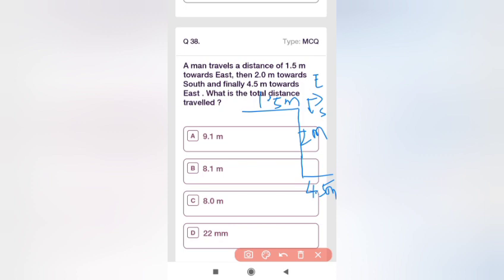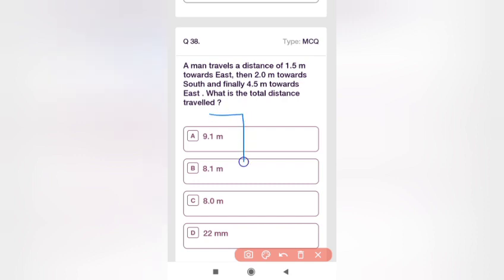So now we need to find what? The distance. Let us find the distance here. This is 1.5, this is 2, and this is 4.5. This is the initial point and this is the final point. So we need to find the total distance. Total distance means 1.5 plus 2 plus 4.5. How much is it? 6.5 plus 1.5, it is 8. So 8 meter is the correct answer.